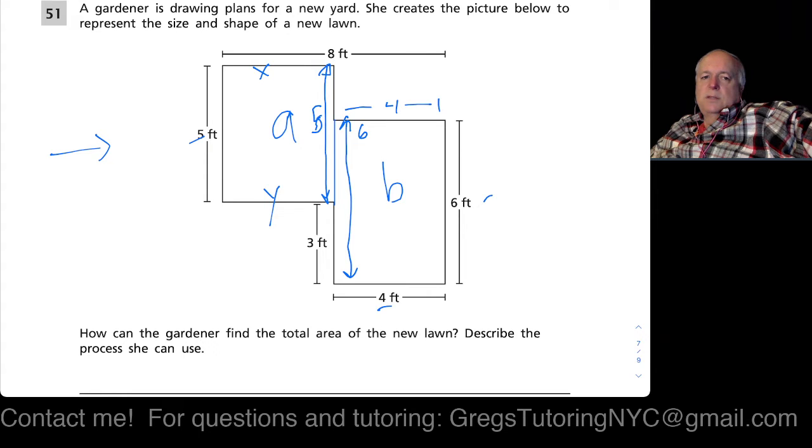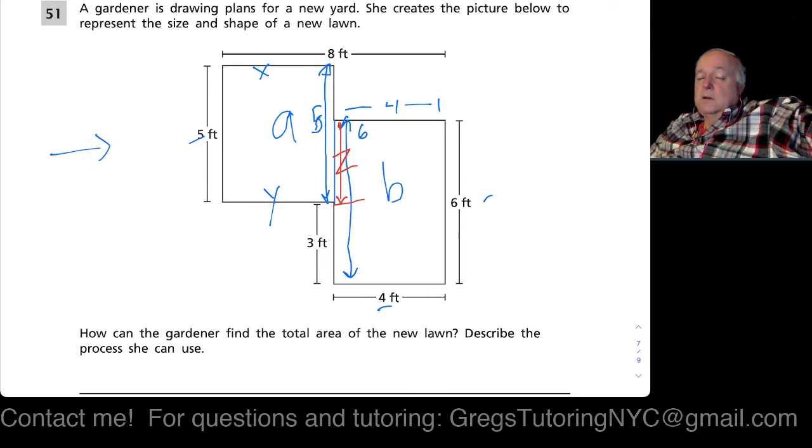Let me change the color of the pen so it's clearer. This length right there, from the top of that to here, let's call that length Z. It doesn't tell us that length either. So how can we figure out length X? We're ignoring the question again for a second.